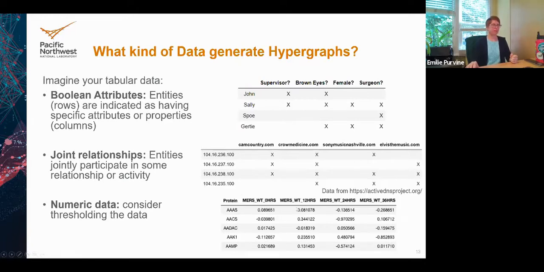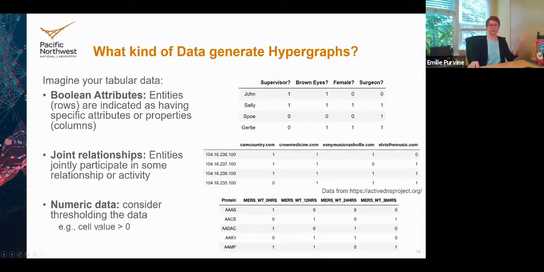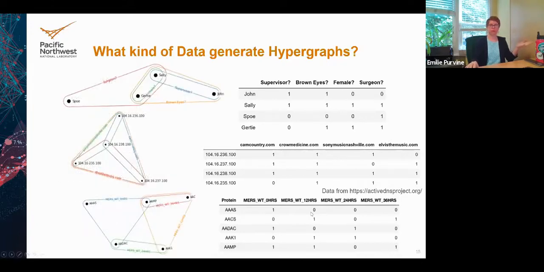And then lastly, any old real-valued matrix can be filtered to give you a hypergraph. This is biological data, which is an example later, where we could consider filtering by positive values, giving 1 to positive values and 0 to negative values, and then we have incidence matrices for hypergraphs, and we can build a hypergraph. So these are the types of data, attributes, relationships, and numerical matrices, where you can get hypergraphs.